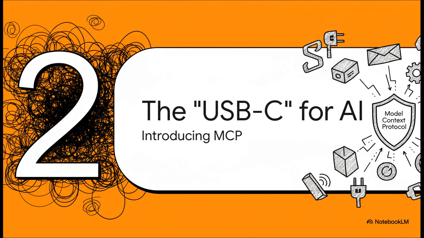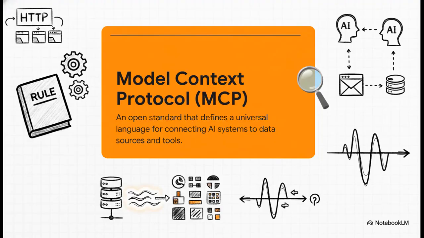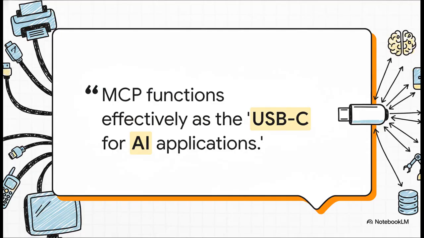So, out of all that chaos, we desperately needed some order. And that brings us to the hero of our story, the Model Context Protocol. Now, the most important thing to get here is that MCP isn't a product or a piece of software you buy. It's an open standard. Think of it like a rulebook, a universal language. Just like how every website in the world agrees to speak HTTP, the goal is for every AI and every tool to speak MCP.